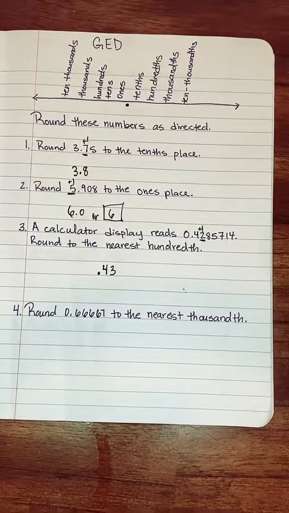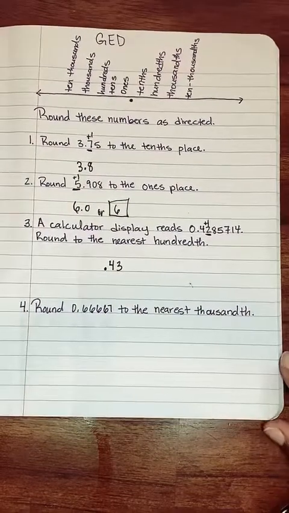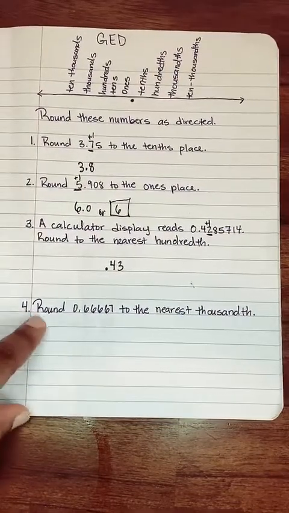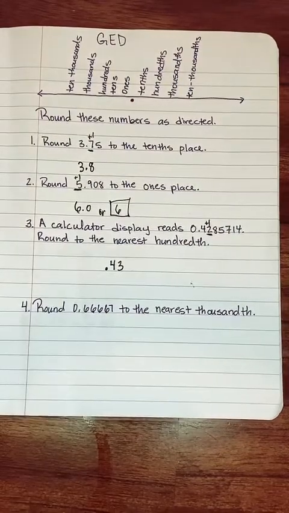Round 0.667 to the nearest thousandths. What do you guys say this is going to be? Okay, Denmark said 0.667.